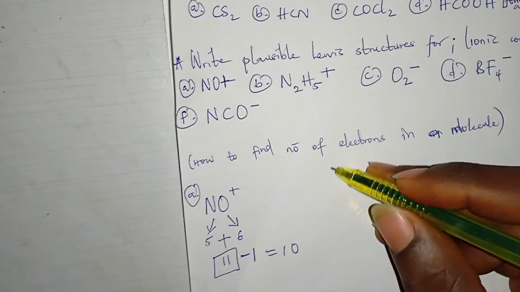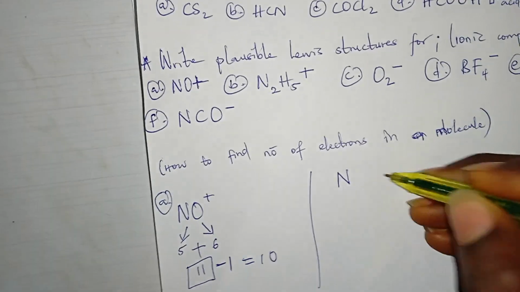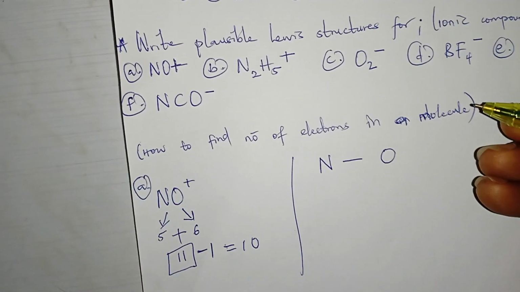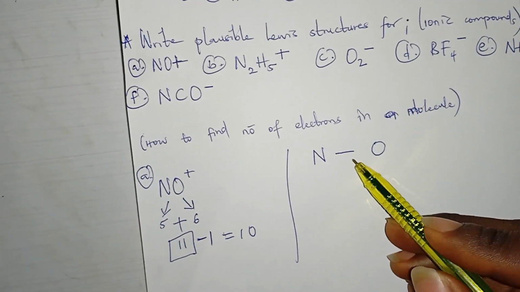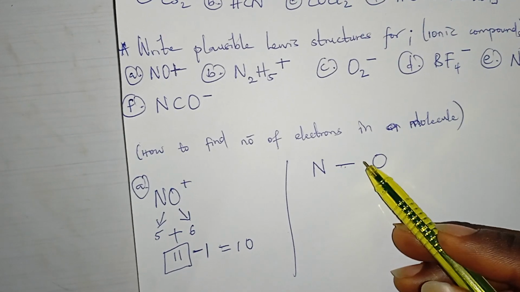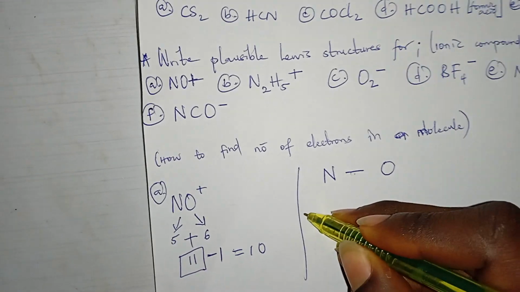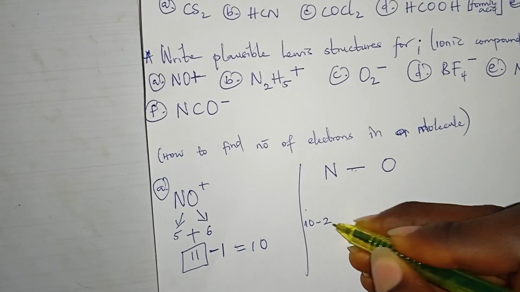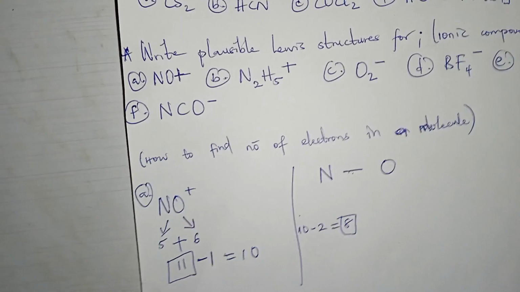Once we are through with that, let's go to the second step, which is to draw the skeletal structure. I'll just do N and O. Now we have 10 electrons to share. Before we share, we ask ourselves how many bonds there are. Just one bond, and every bond has 2 electrons. So 10 minus 2 is equal to 8. The total number of electrons to share is 8.